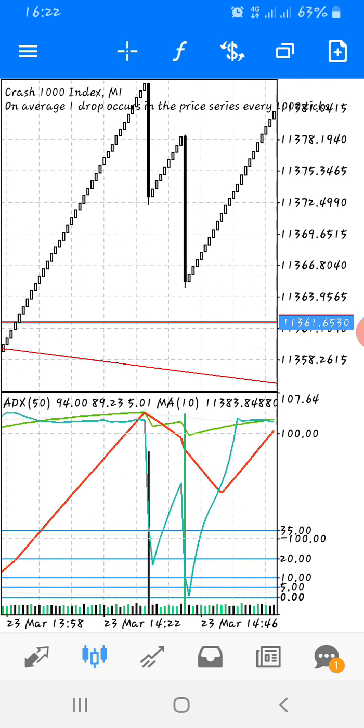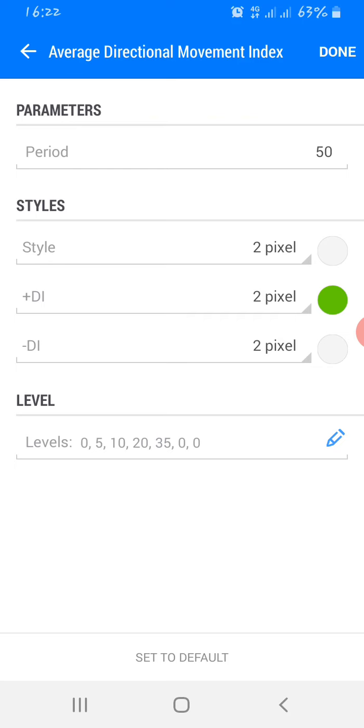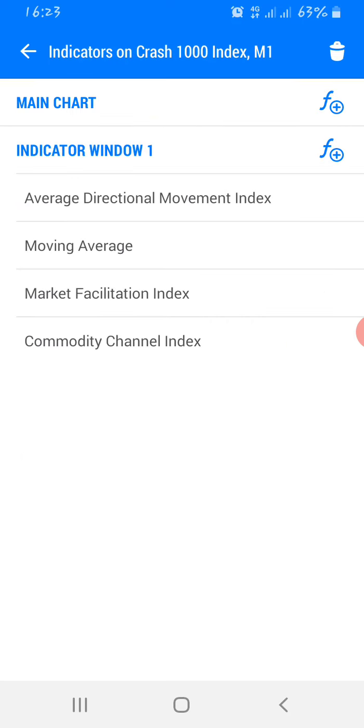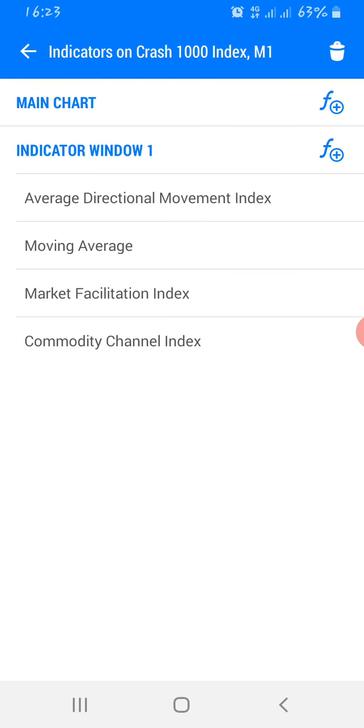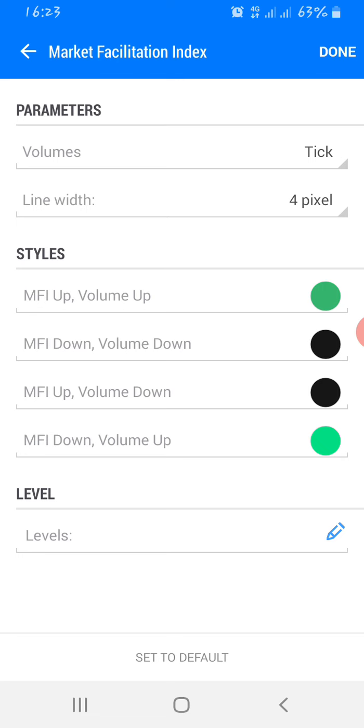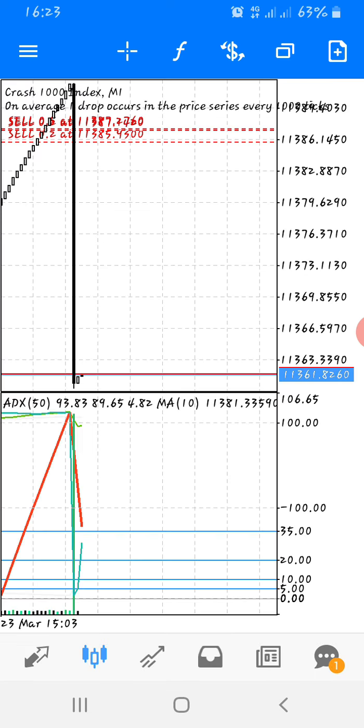You can see the spike. I believe you all know how to set it. You can take a screenshot of the parameters, the average directional movement, then the moving average. Take a screenshot so you can set the market facilitation index and the commodity channel index.